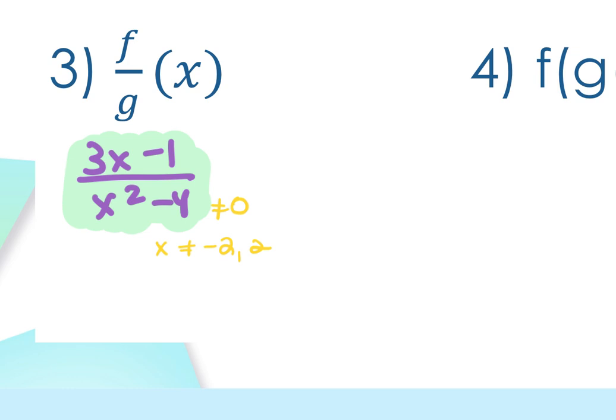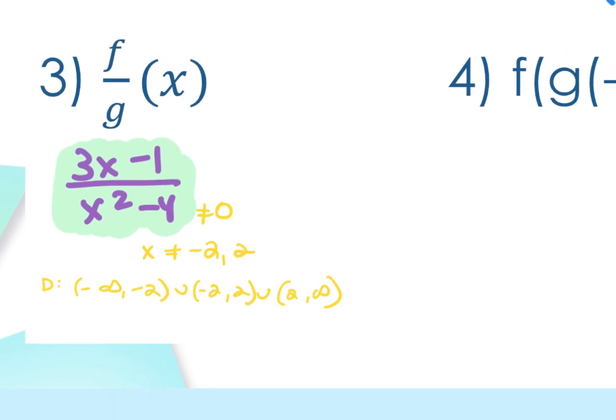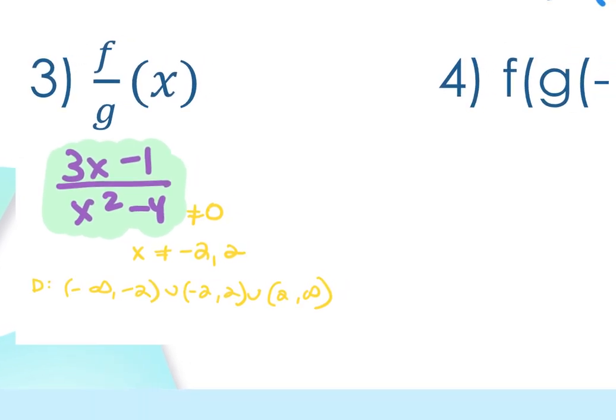I could have either factored that or used the even root, but either way you should get plus and minus 2 is what it can't be. Which means my domain is going to be from negative infinity to negative 2, negative 2 to positive 2, and 2 to positive infinity. That whole thing would be my domain restriction. Questions on that one?